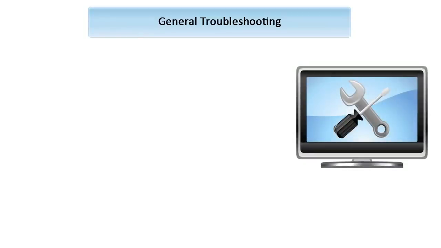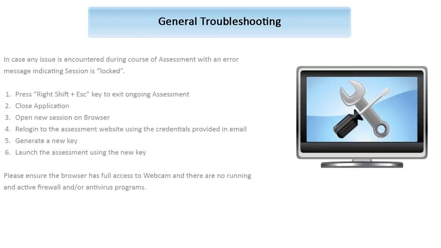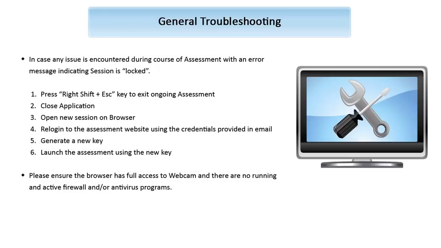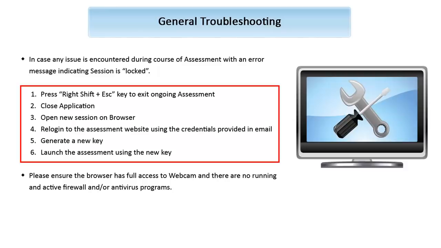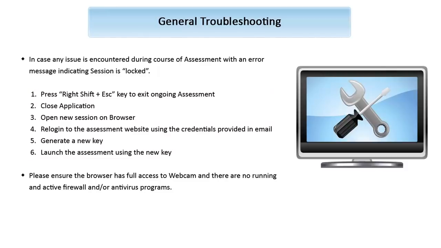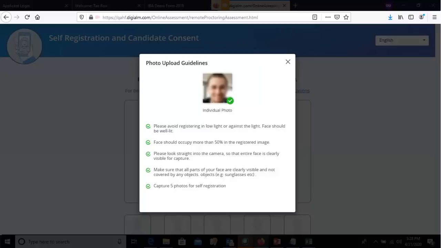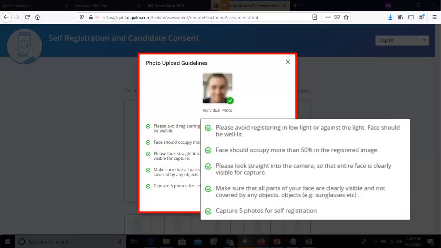General troubleshooting. In case any issue is encountered during the course of the assessment, with an error message indicating that the session is locked, you are required to follow these steps as shown on the screen and make a note of it. Please ensure the browser has full access to the webcam and there are no active firewall or antivirus programs running. Before you start the self-registration process, carefully read the photo upload guidelines. Following these simple guidelines or prerequisites will help ease the self-registration process.